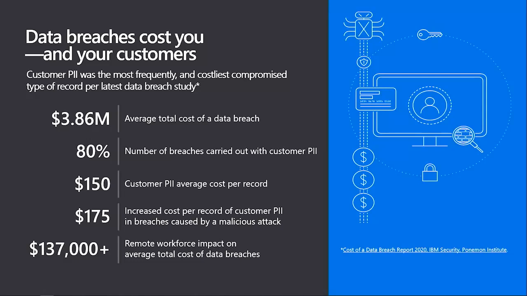studies. These are some huge numbers, 3.86 million. That's the average total cost of a data breach. The number of breaches carried out with customer PII, 80%. $150, that's the customer PII average cost per record. Increased cost per record of customer PII and breaches caused by a malicious attack, $175, and $137,000 plus remote workforce impact on average total cost of data breaches. The well-architected framework guides you in designing your workloads in such a way to help you prevent data breaches.